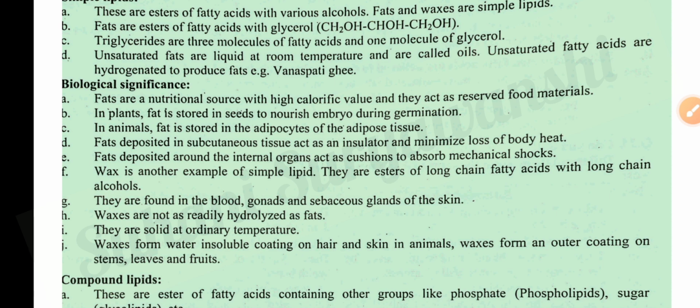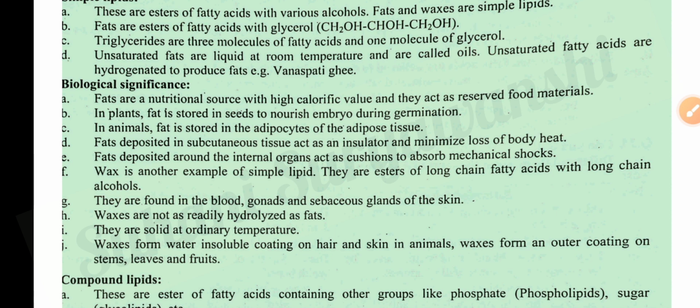Again, depending upon the marking scheme of the question, you can deduce the points which are present in this answer. In plants, fat is stored in seeds to nourish the embryo during germination. In animals, fat is stored in the adipocytes of the adipose tissue. Fats deposited in subcutaneous tissue act as an insulator and minimize loss of body heat. Fats deposited around the internal organs act as cushions to absorb mechanical shocks.